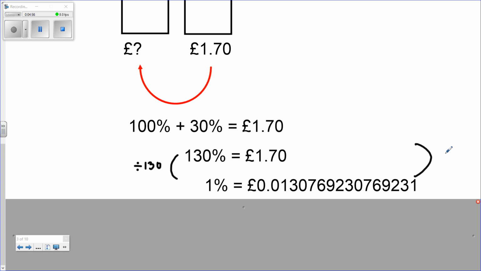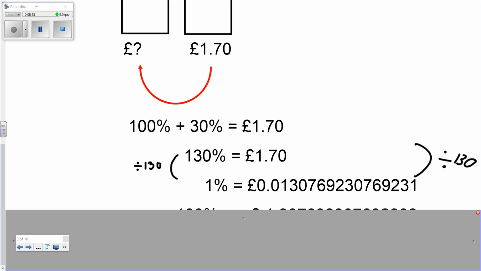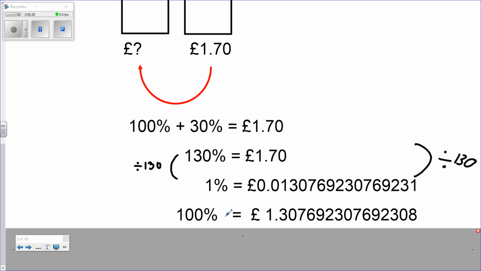So we're going to do the same over here. On the calculator, if I do £1.70 divided by 130, then I get this answer here. Now I've left in all the decimals because I'm not finished the calculation. So that's 1%. I'm dividing both sides by 130 to get what 1% is. Once I've got 1%, I can times that by 100, and that will give me what 100% is, which is what I'm actually looking for.